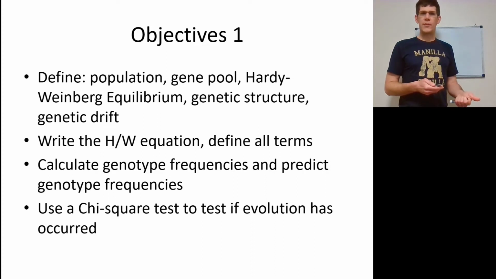Write the Hardy-Weinberg equation and define all terms therein. Calculate genotype frequencies and predict genotype frequencies. Calculated and predicted are going to be different things, and to compare these two, I'd like you to use a chi-square test to see if evolution has occurred, if there has indeed been a change in the allele frequency over generations.